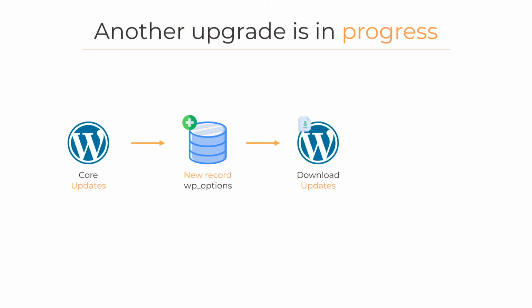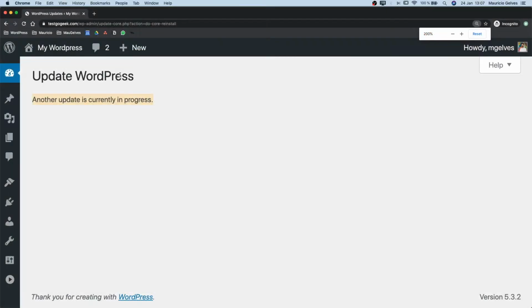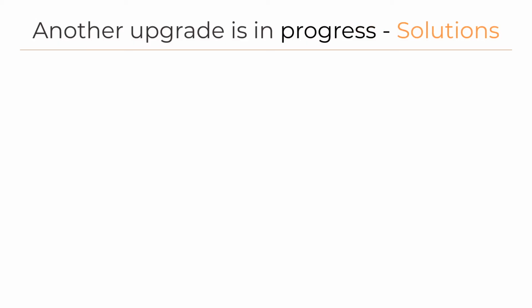The problem comes when there's an error during this step and WordPress is not able to delete the upgrade record in the database. So for our website, it will always be in upgrade mode. So how can we solve this? Well, we have two possible solutions to solve the problem.